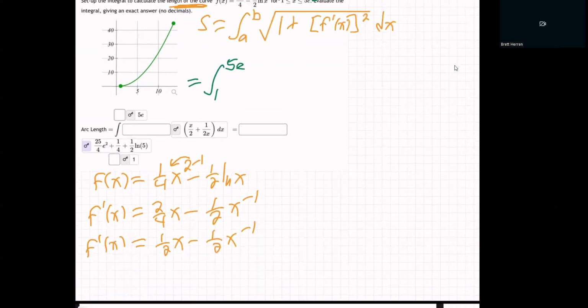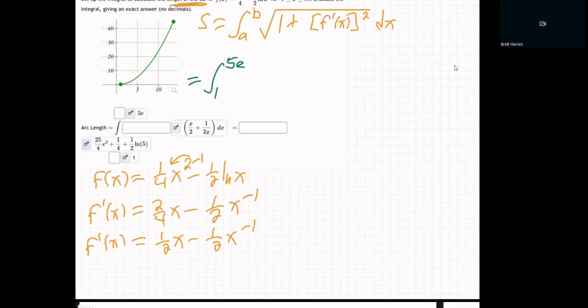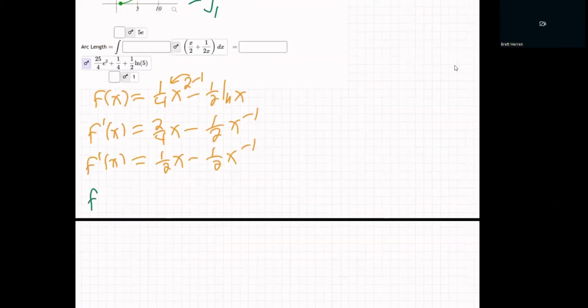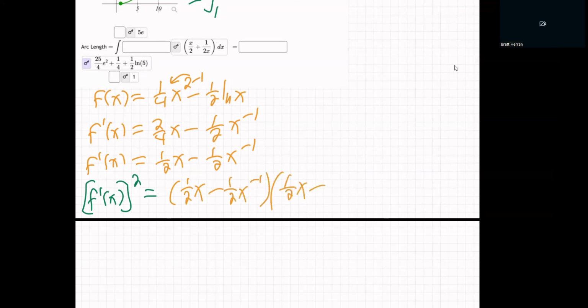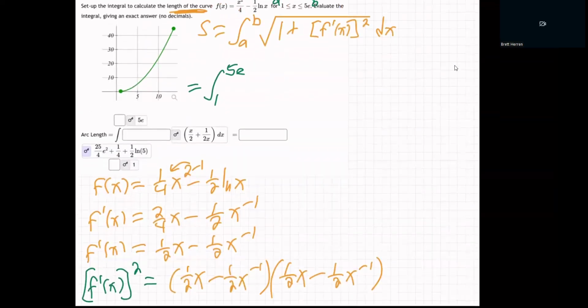And so now what I need to compute is f prime squared. So maybe I'll stick a little room in here. Okay, so now f prime of x squared is going to be a half x minus a half x to the minus 1 times a half x minus a half x to the minus 1, right? And the reason I'm doing that is because we need f prime of x squared right here.